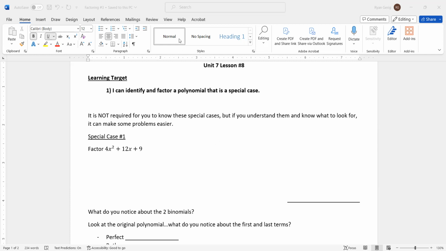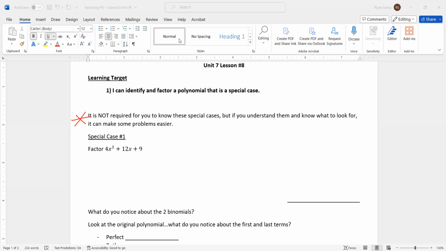Now I want to point out right away that this lesson, you don't really need to know it. It's not required for you to know these special cases. It will make things easier if you can identify them though. Especially special case number one. Special case number two, you kind of have to know that one. Special case number one, you can kind of get by if you don't know it. Well, let's take a look.